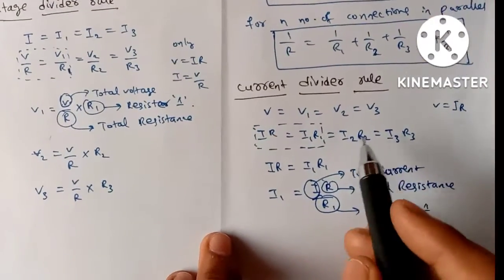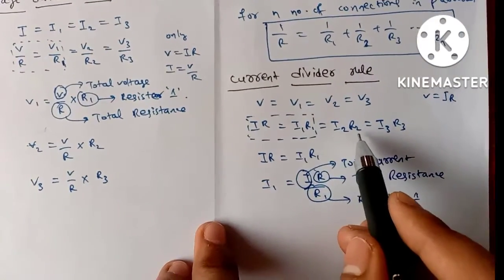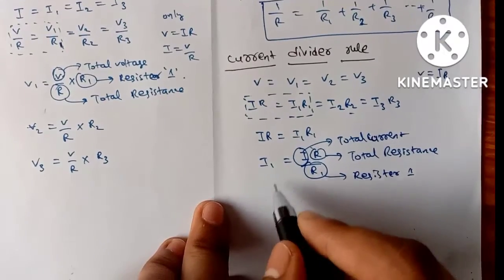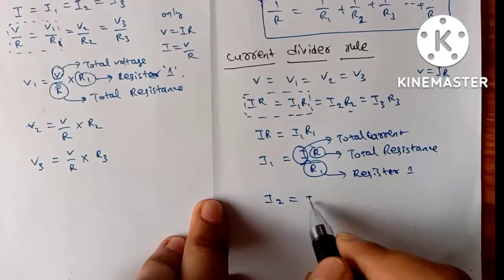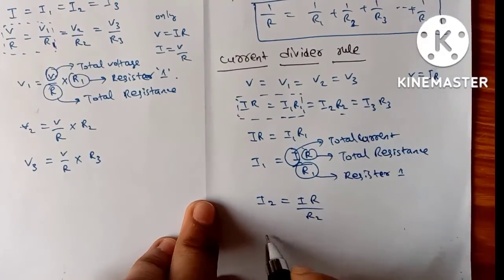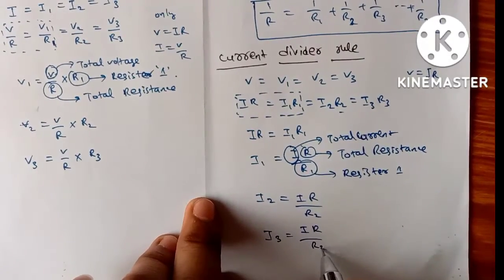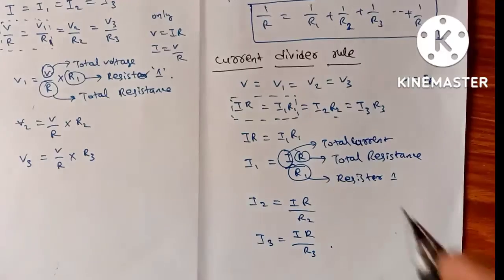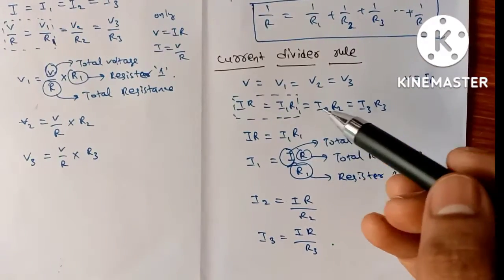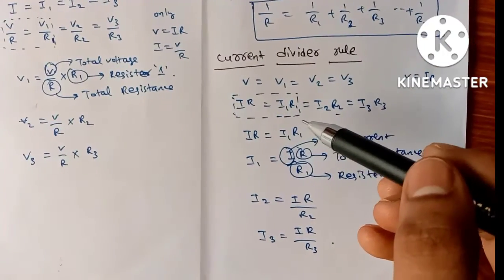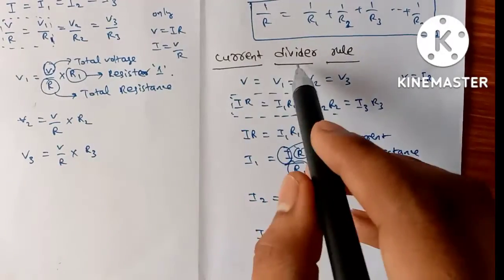Suppose you want to calculate current flowing in resistor 2, then I2 is equal to I R by R2. Again I3 is equal to I R by R3. In such a way, if you want to calculate current flowing through a particular resistor, then the current divider rule is useful.